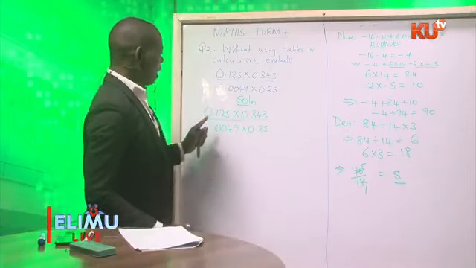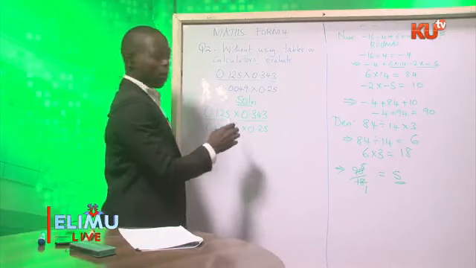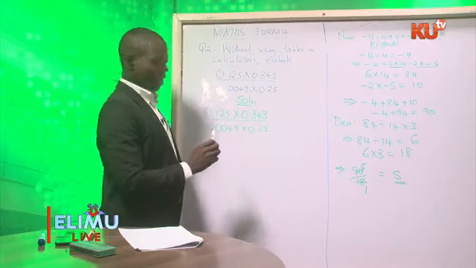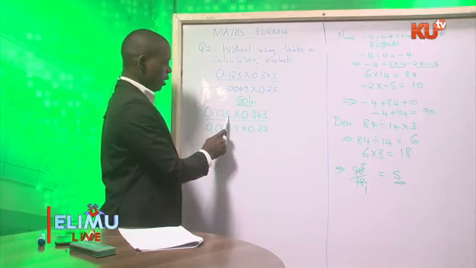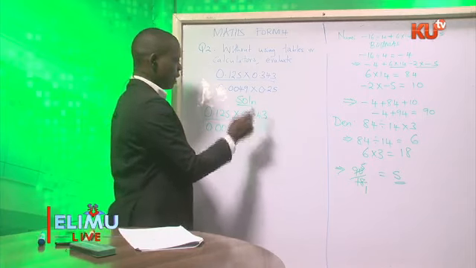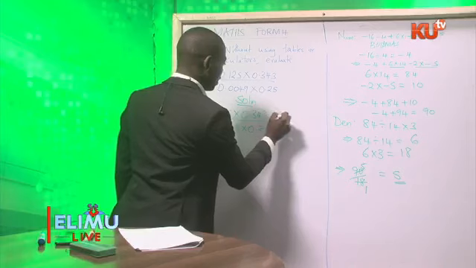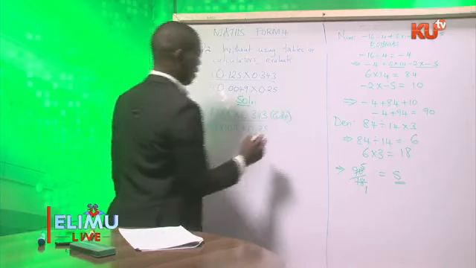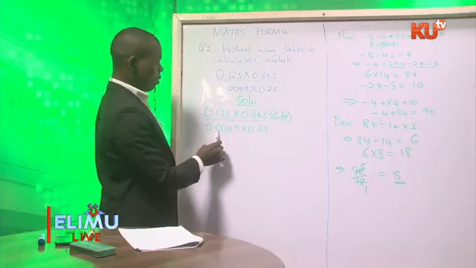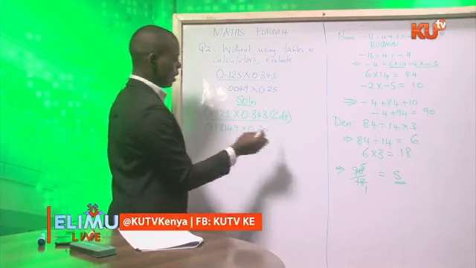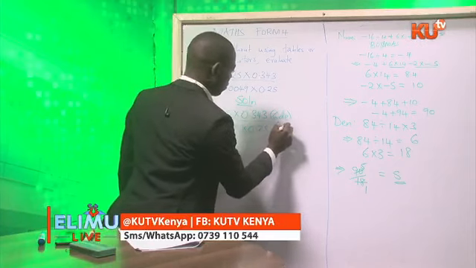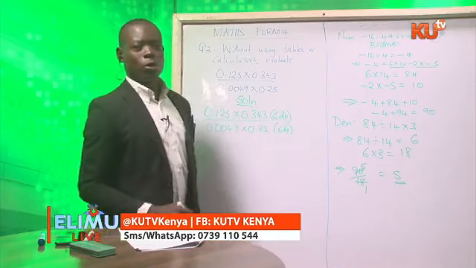Good. We count the number of decimal places from both the numerator and the denominator. And so in the numerator, we have 1, 2, 3, 4, 5, 6. So there are 6 decimal places. In the denominator, 1, 2, 3, 4, 5, 6. Again, there are 6 decimal places. So what do we do next?